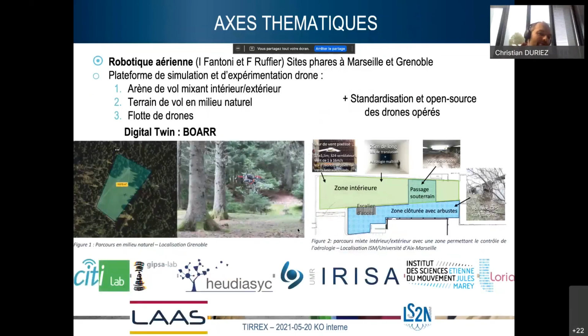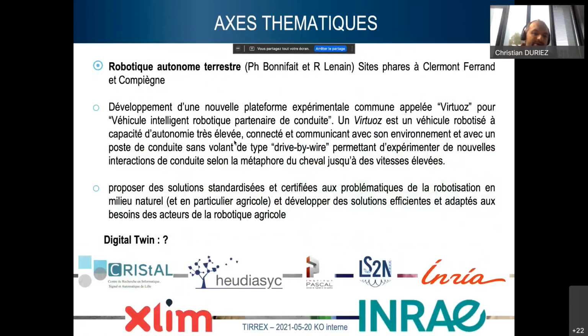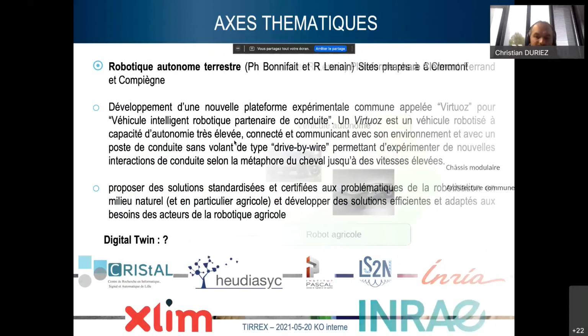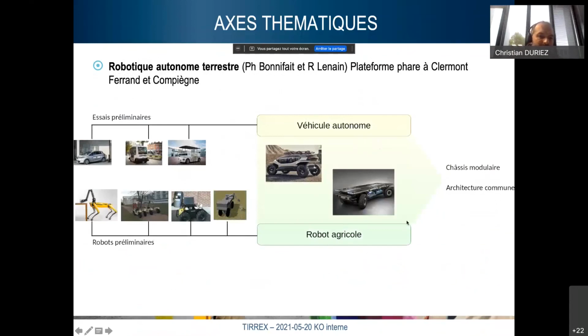Then there is an axis on aerial robotics, where the digital twin will be based on Bohr. I go fast. Then there is autonomous robotics for terrestrial robotics, so it's basically dedicated to agriculture and also autonomous vehicles. For that, it's not clear what type of digital twin we plan to do. We may use existing software, not necessarily one of those I have listed.